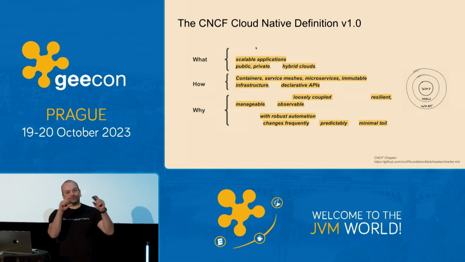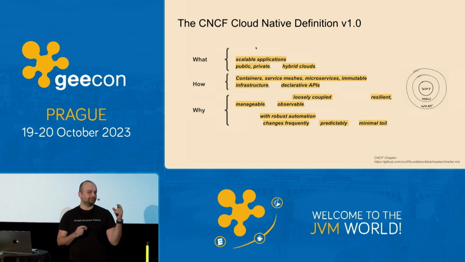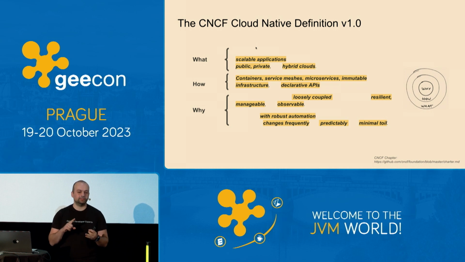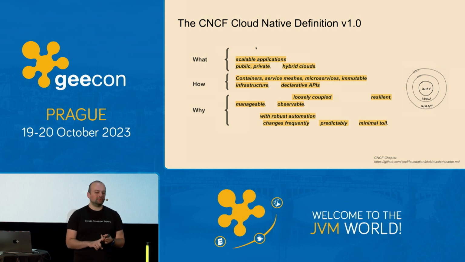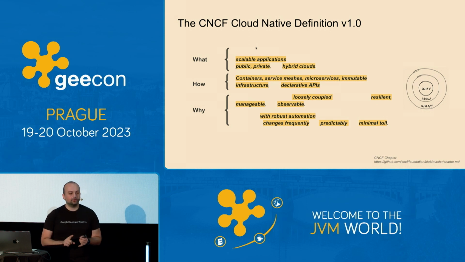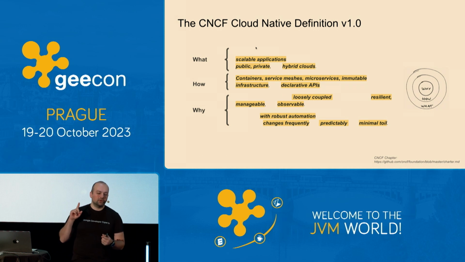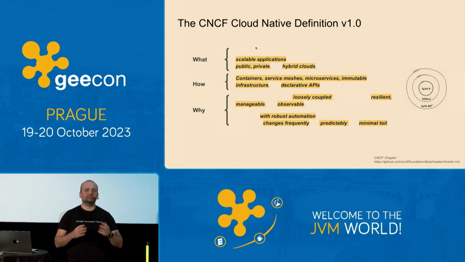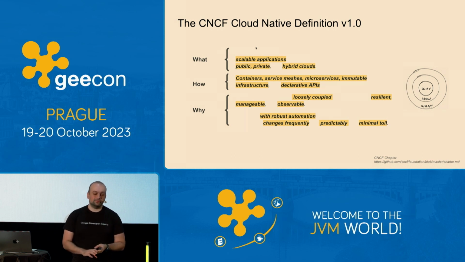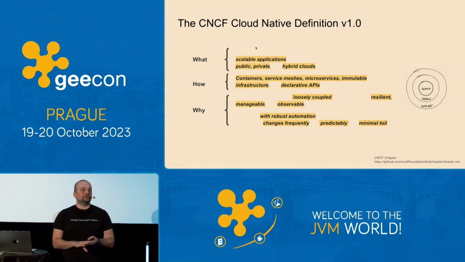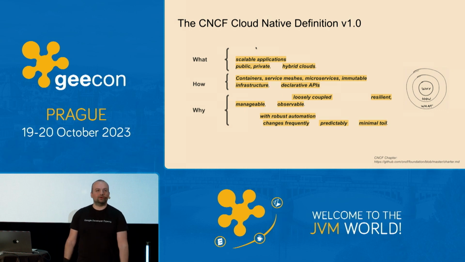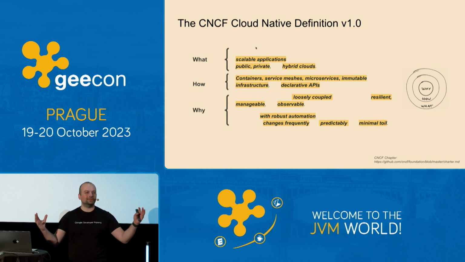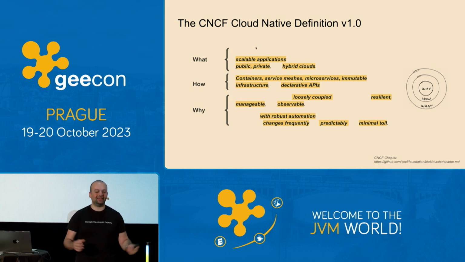So, the first part talks about what we are building. We're building scalable applications that can run, and that's very important, can, not have to, but can, on public, private, or hybrid clouds. We are doing containers, service meshes, microservices, all this fun stuff that everybody talks about, buzzword bingo for some of us anyway. And why do we want to do that? Then there is another techno buzzword bingo, right? You have loosely coupled, resilient, observable, yay.